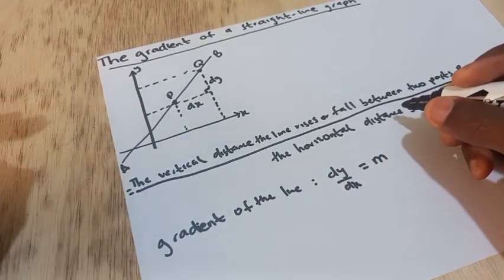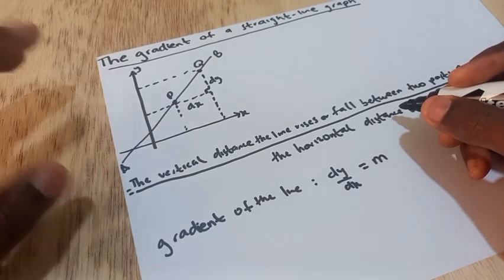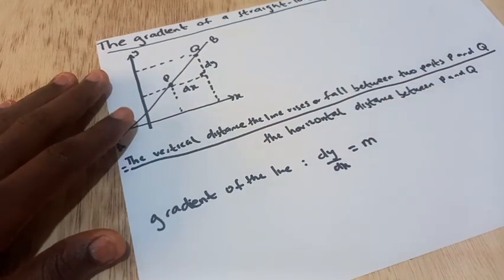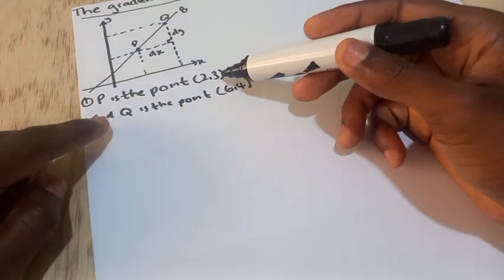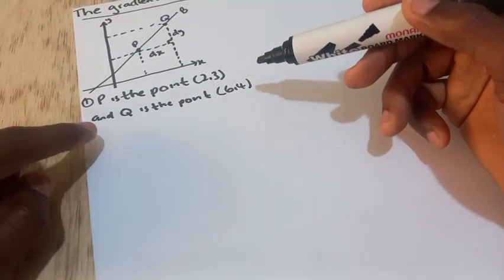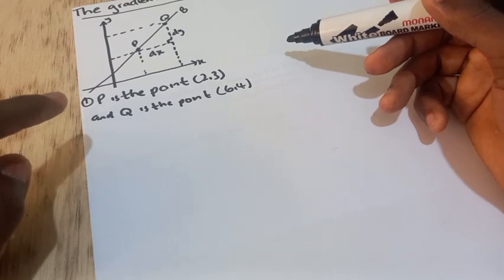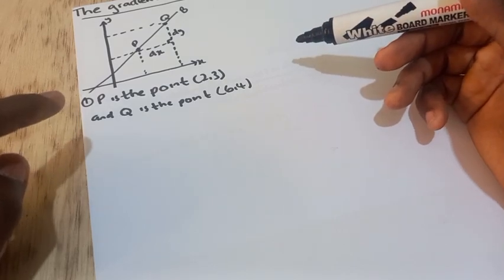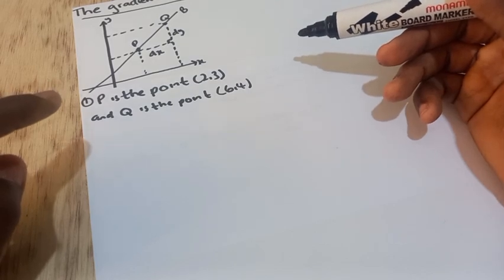Note that the gradient of the straight line is constant throughout its length. Let's try solving some examples. So the question is, P is a point 2,3 and Q is a point 6,4. You have to find the gradient. Know that the point P is left and below the Q.